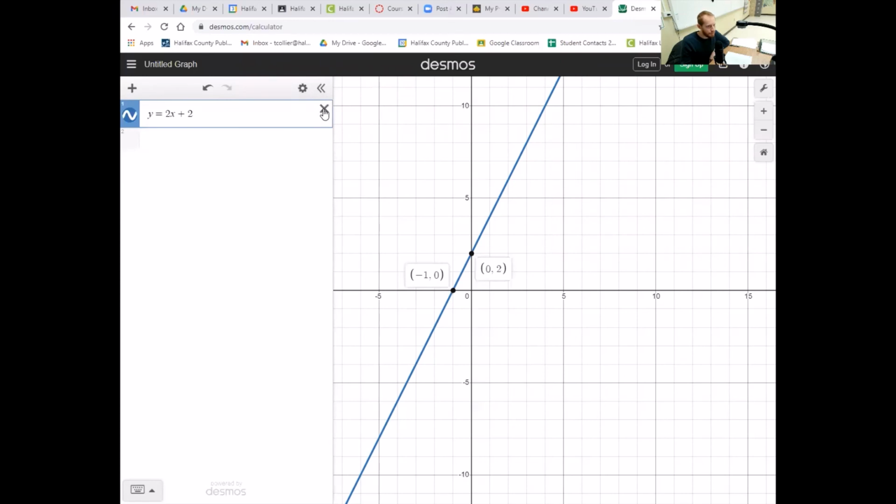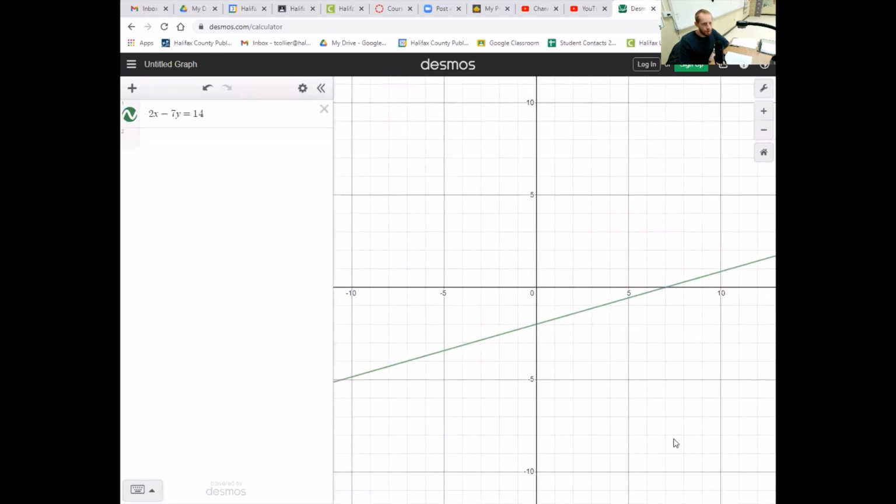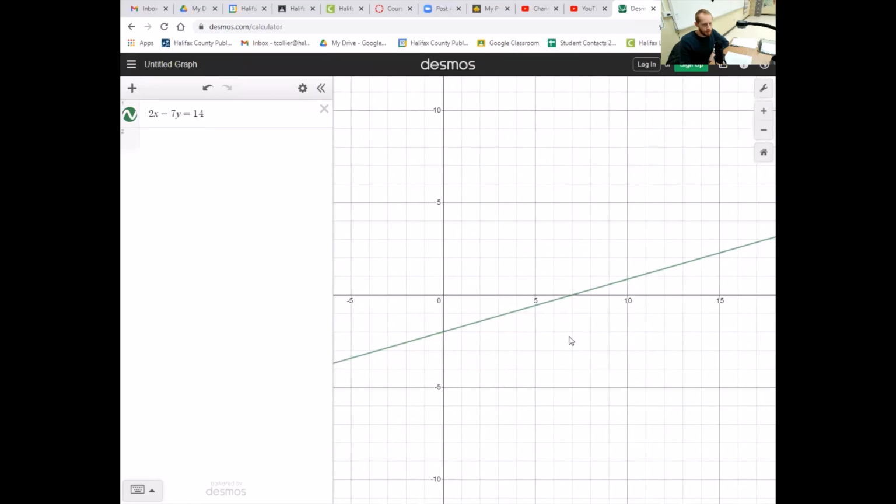I hit my x to get rid of it, and I'm going to type in 2x minus 7y equals 14. Good. So where is my x-intercept? It is over here. That's where the line crosses the x-axis: 7, 0. Makes sense? So where does it cross the y-axis? It crosses right here: 0, -2. So I hope that helps.